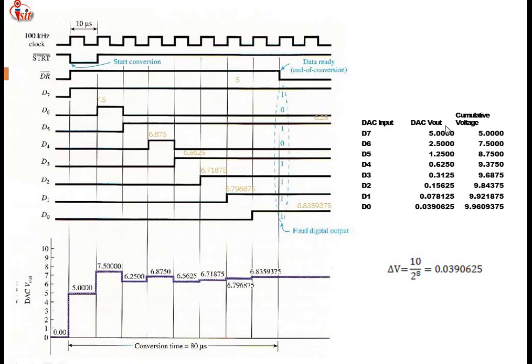And the DAC output, that is the digital to analog converted output we are getting here, I have written. Then the cumulative voltage, that means the addition of the previous stage and this stage. Like this, the cumulative output is also calculated, as I have shown here. Then delta V of the cumulative output voltage is equal to the reference voltage divided by 2 raised to n.